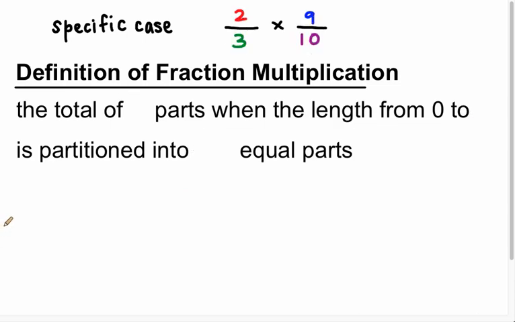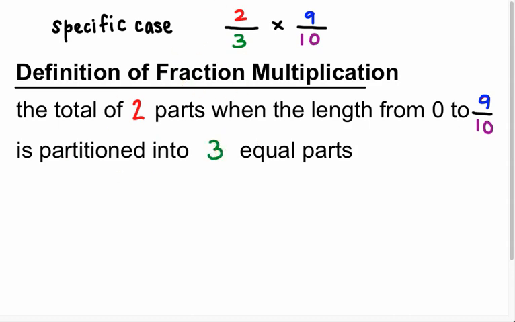We're going to have one more example, and let me see if you can figure out what goes in these blanks. So I'll pause. You can pause the video and see if you can predict what is going to go inside of these blanks. Alright, now that you've taken some time to figure that out, this specific case of 2/3 times 9/10 is going to be defined as the total of two parts when the length from 0 to 9/10 is partitioned into 3 equal parts.